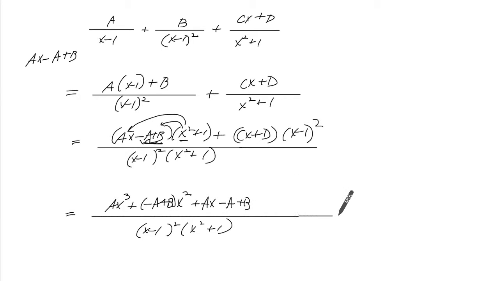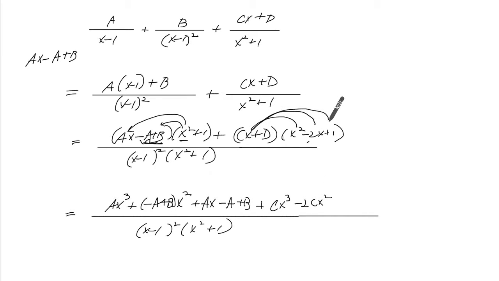And then just a constant term, minus A plus B. This here, let me just expand that. So that's x squared minus 2x plus 1. Again, degree 3, so Cx cubed. Degree 2, minus 2Cx squared. A degree 1, this is going to be degree 1, Cx. This is degree 2, so I'll put it right beside the degree 2 here. And then minus 2Dx, and then plus D.